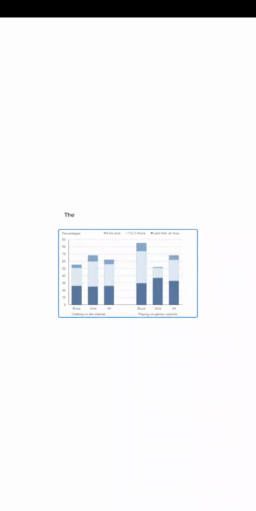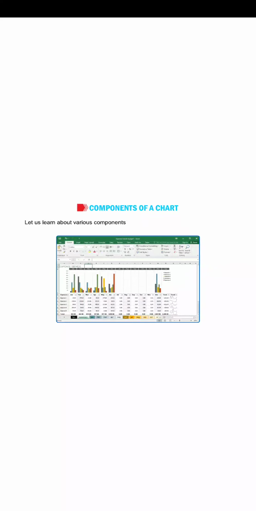Charts make it easier to draw comparison and see growth and relationship among the values and trends in data. They provide an accurate analysis of information. Let's first start with the components of a chart. Let us learn about various components of a chart that are depicted in the figure.